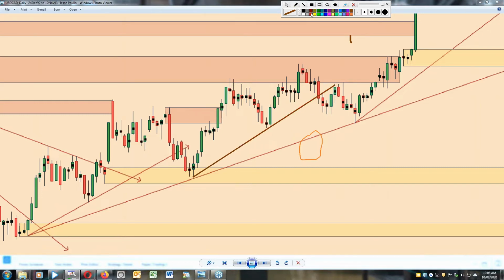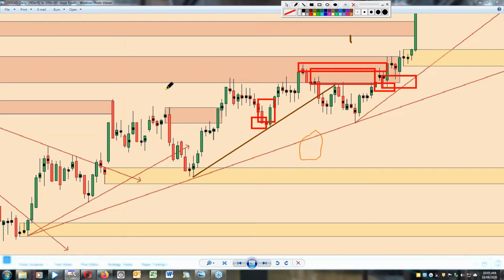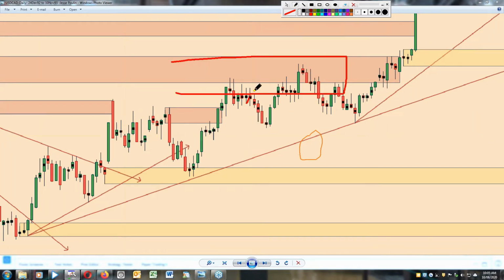Because again, if you draw the squares here, they don't cross over the bodies that were used to propel price higher. So price hit some kind of a supply, started to reverse down, and then back up.